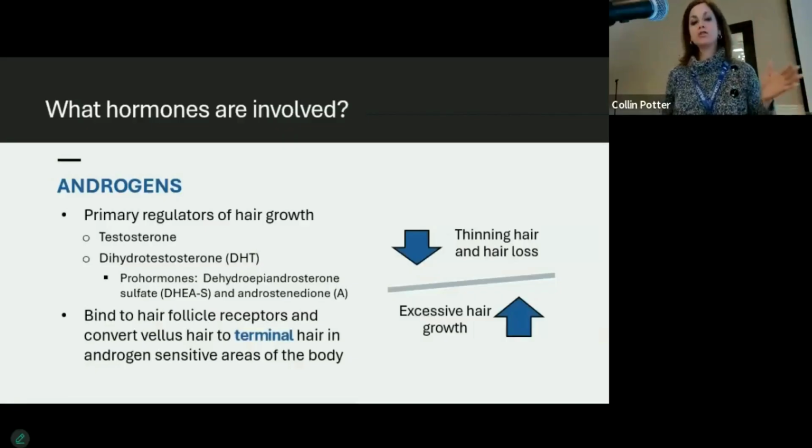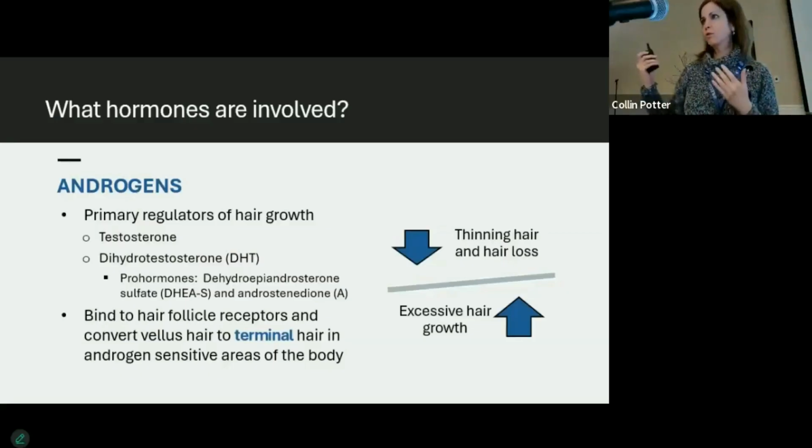So what happens with our androgens, as I said, is they bind to the hair follicles. The result is that vellus hair, which is that thin, fine hair, gets changed into terminal hair, that coarse black hair, in the androgen sensitive areas of the body. And with any hormones, we always look at what happens when the hormones are too high, what happens when they are too low, and where is that space where the hormones are normal and the patient's sensitivity is normal. We always look at things like that in endocrine.